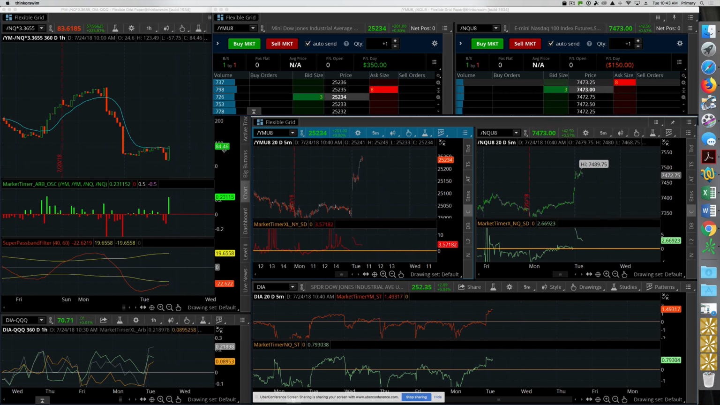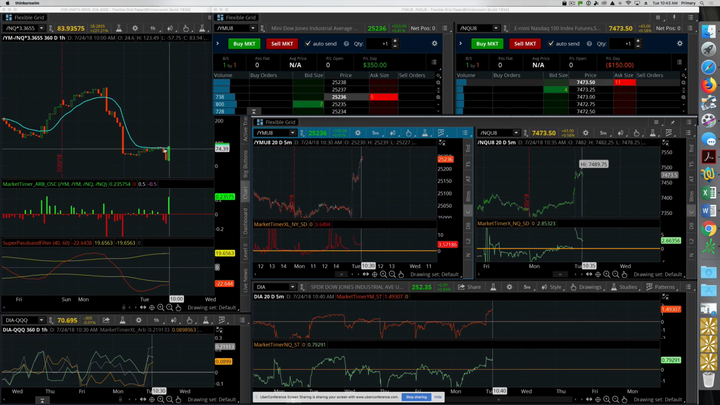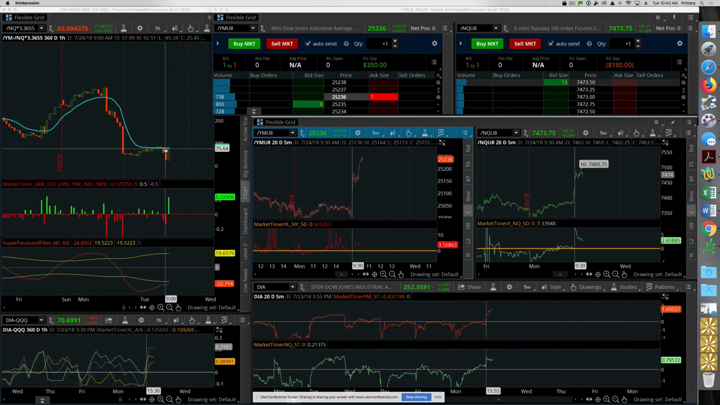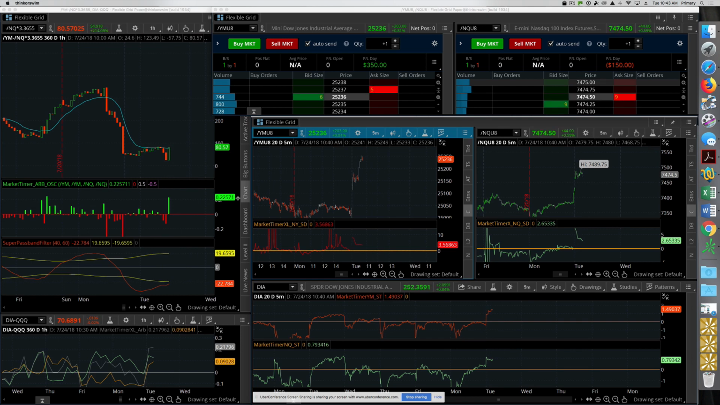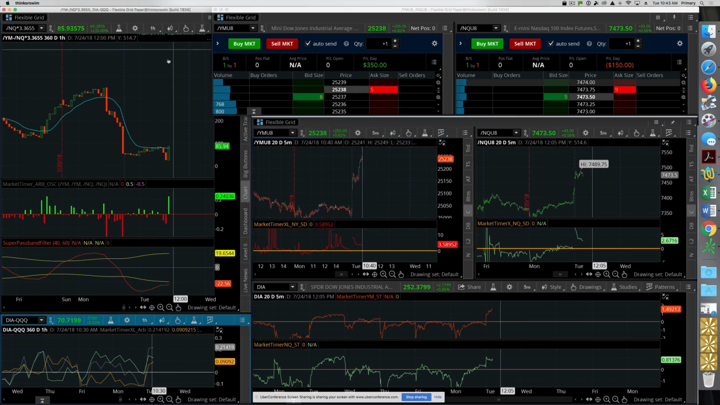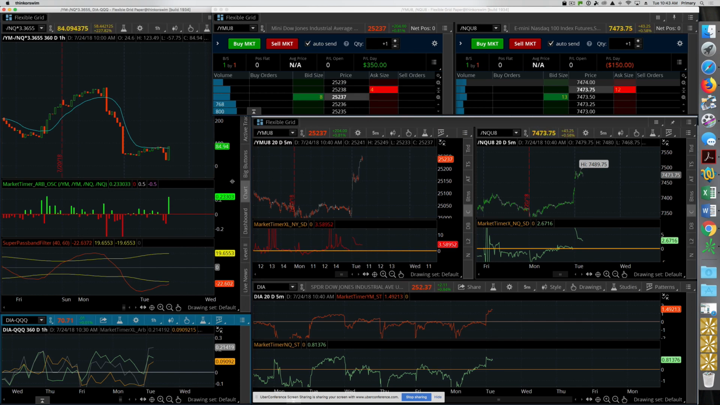So we're starting to cross. If you're paying attention to the arbitrage script, we're starting to cross that momentum line. We'll see if it holds. We got about 20 minutes left before it closes out this hour. I use hourly charts on the arbitrage script only because there's too much noise in the lower time frames.